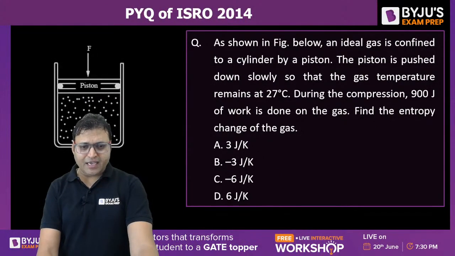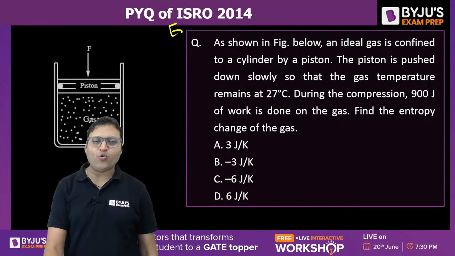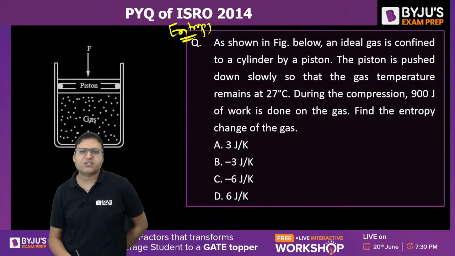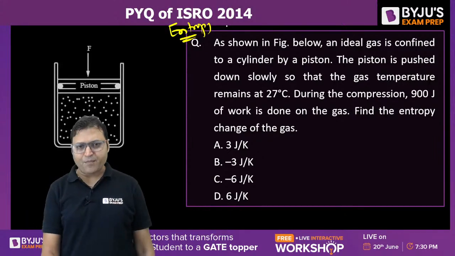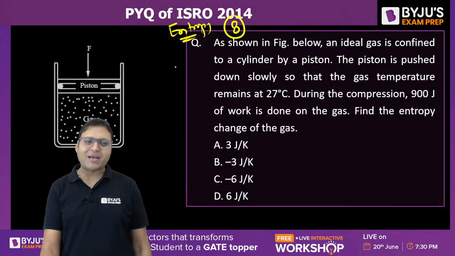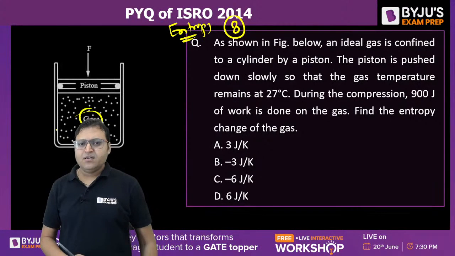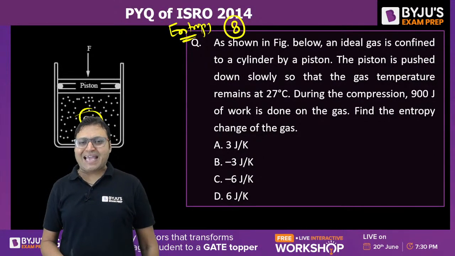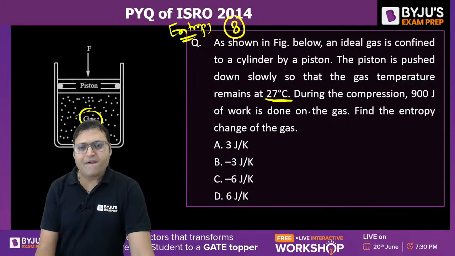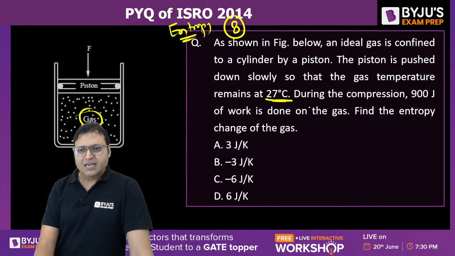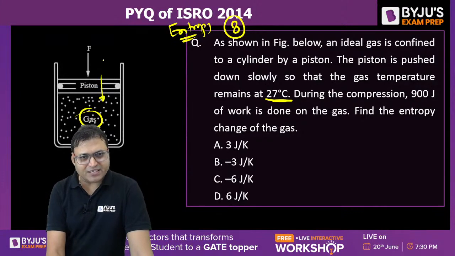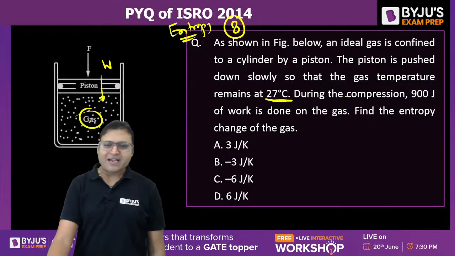The next question is from thermodynamics, entropy. Can you guys try solving the next question? This is question number 8. As shown in the figure, an ideal gas is confined to a cylinder by a piston. There is a piston cylinder arrangement, and there is an ideal gas. The piston is pushed down slowly so that the gas temperature remains at 27 degrees Celsius. The temperature will be the same. During the compression, 900 joule of work is done on the gas. During the compression, a force is applied, so work is done on the system. Find the entropy change of the gas.